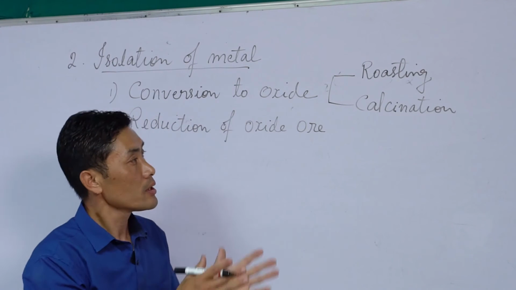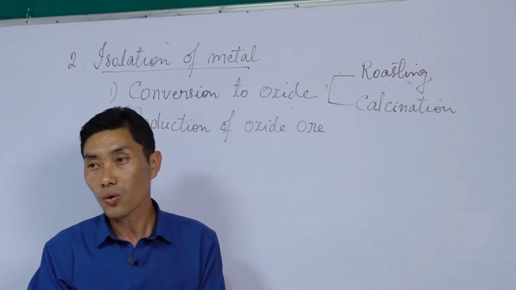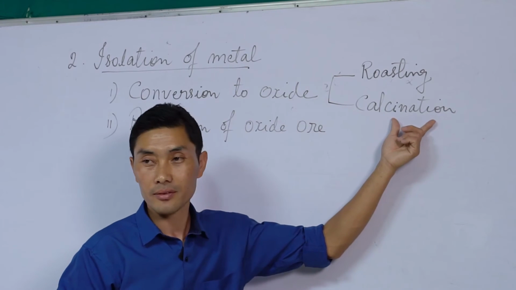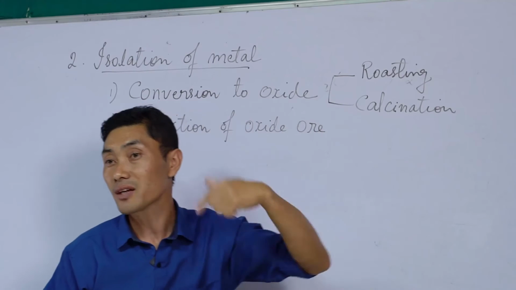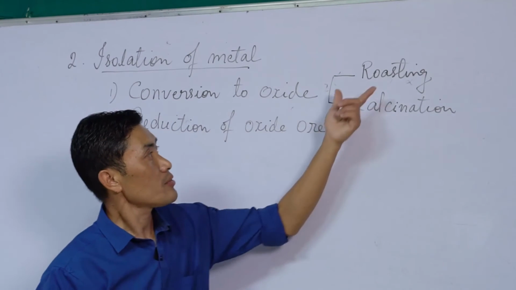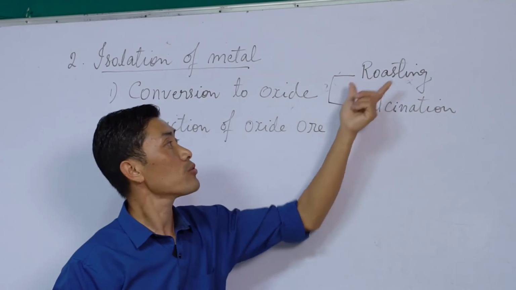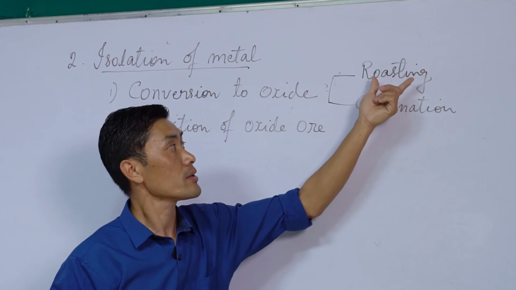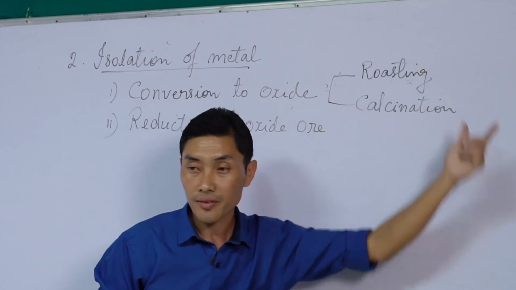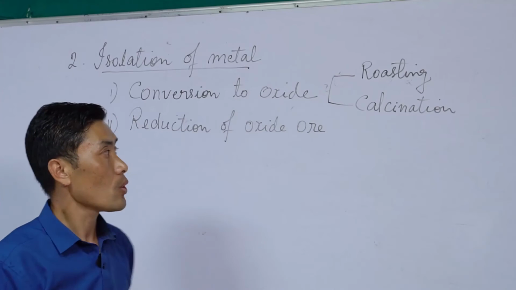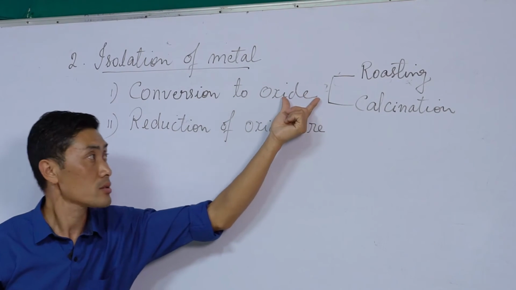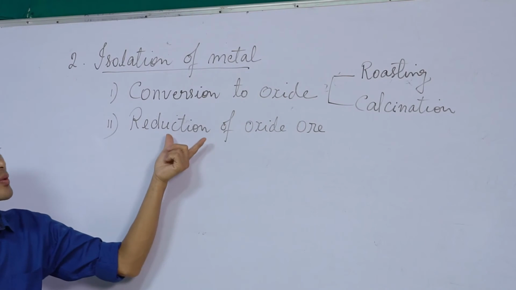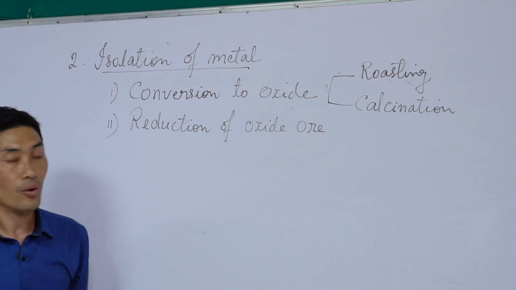So if we have carbonate or hydroxide ores, we go for calcination. There, the carbonates or hydroxides are converted to oxides. If we have a sulfide ore, we go for roasting. And here, also the sulfide ore gets converted into oxide. Once the ore has been converted into an oxide, we go for reduction of the oxide ore.